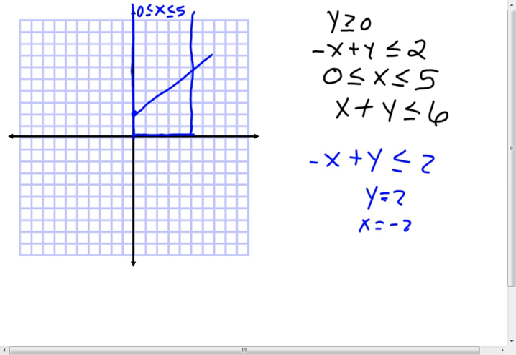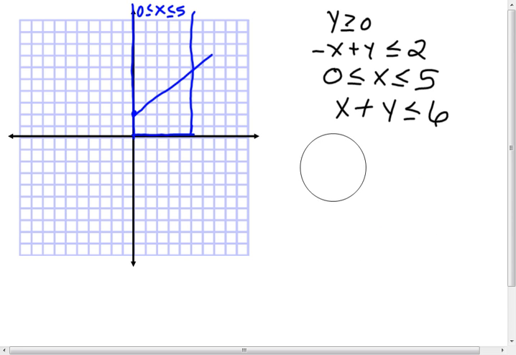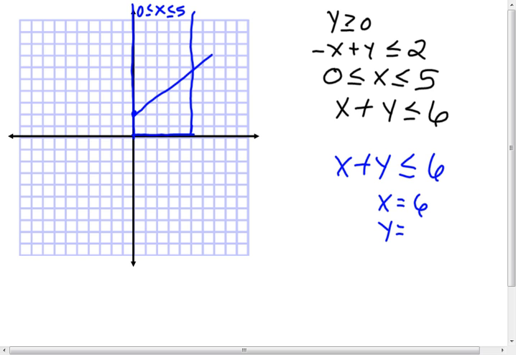And now the last one to graph would be x plus y is less than or equal to 6. I hope you can see very quickly as we look at that, less than or equal to 6. If we use x and y intercepts, x equals 6 and y equals 6. So we can go to those 2 points. X equals 6, I'm going to put this in a different color, would be here. Y equals 6 would be here. And so we will draw a line between those 2 points.